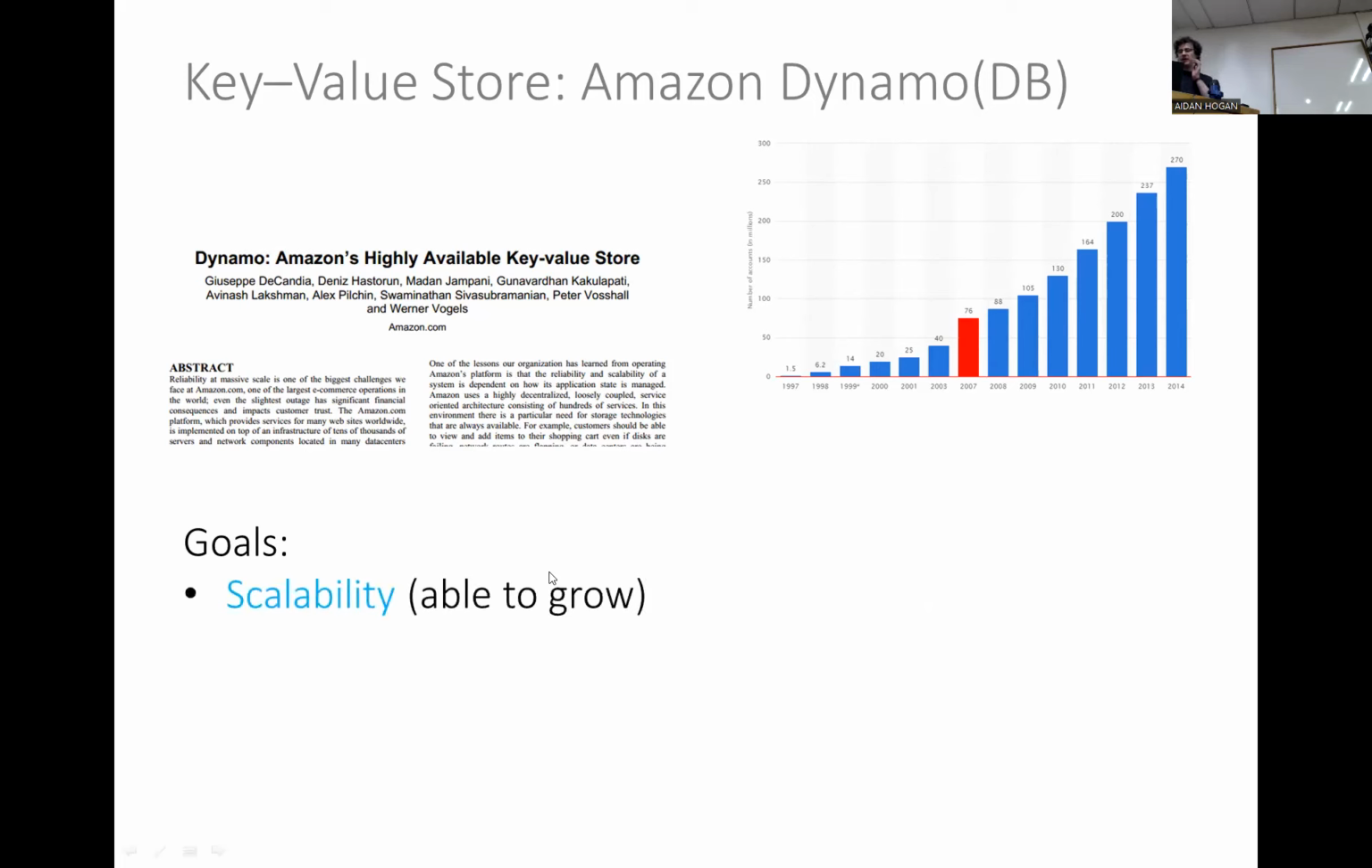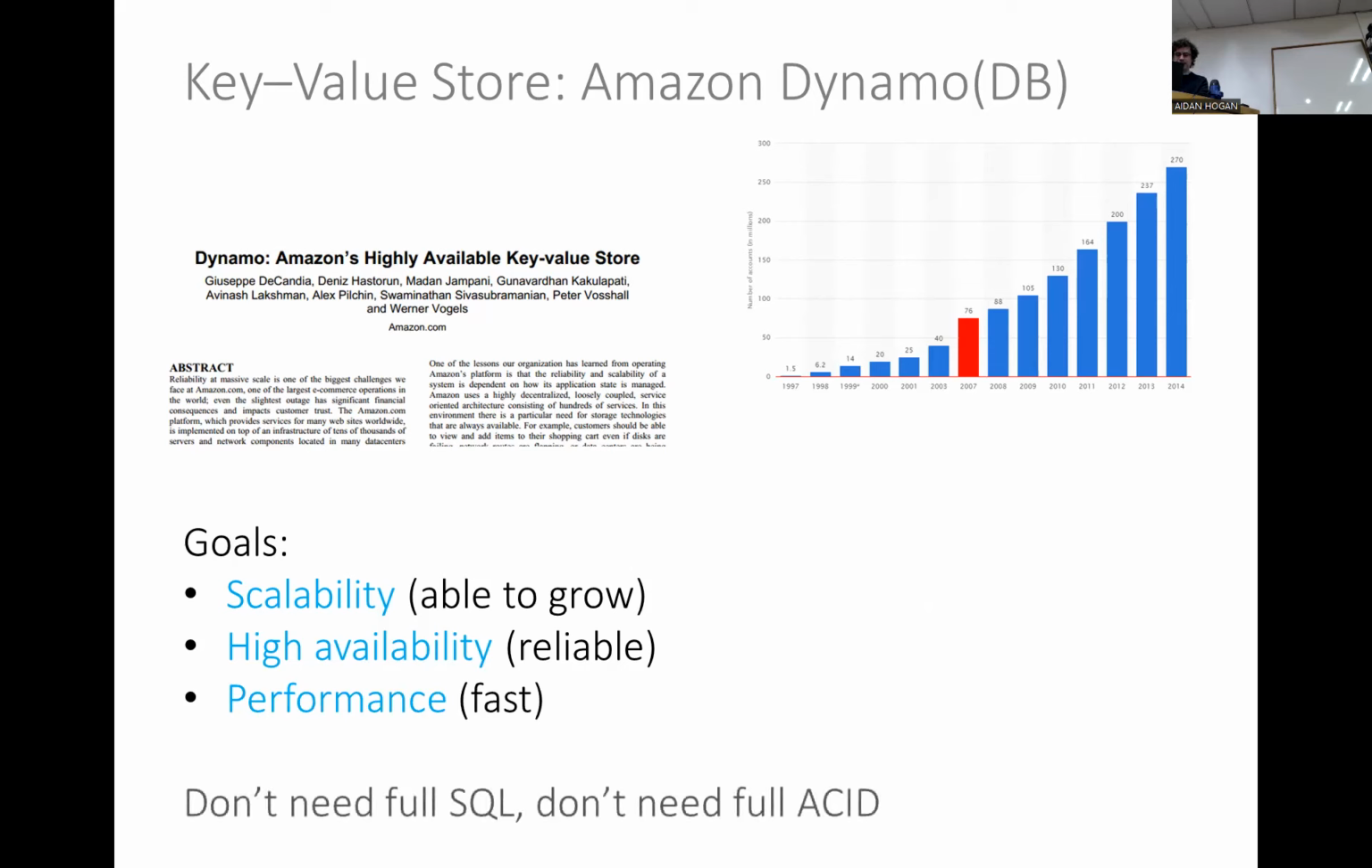The goals of this were scalability, so to be able to grow, and if they needed more scale, they could add more machines and the system should scale with that. High availability: if you use Amazon, you want to know that it will be up, and it's quite a remarkable situation nowadays when one of these major websites is not available. So we have a high number of nines in terms of availability, and performance. We want the data to be returned very quickly.